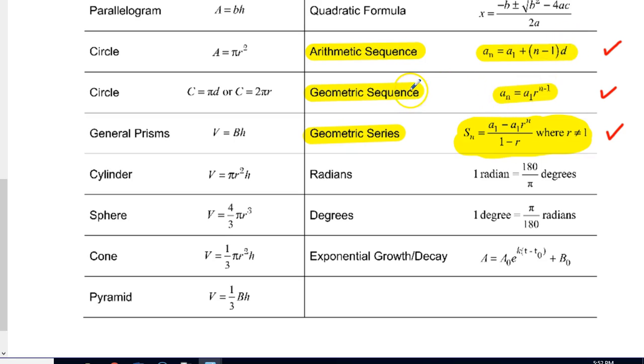Your geometric sequence, remember, those are your multiplying type of sequences. Any term can be found by your first term times the common ratio, what we're multiplying by each time, raised to the n minus 1 power. And then your geometric series, a series is like a sum of all the terms in a geometric sequence. And again, you're familiar with the first term and the common ratio. We represent the sum with that s.